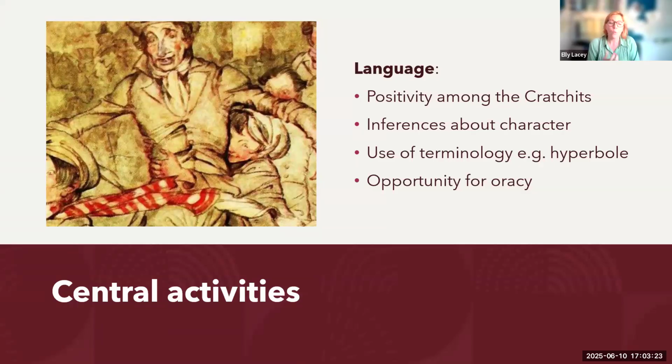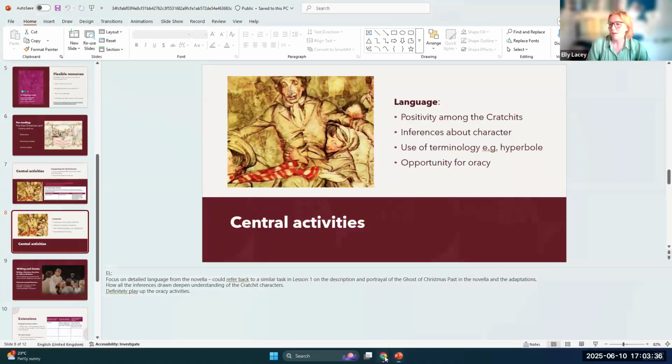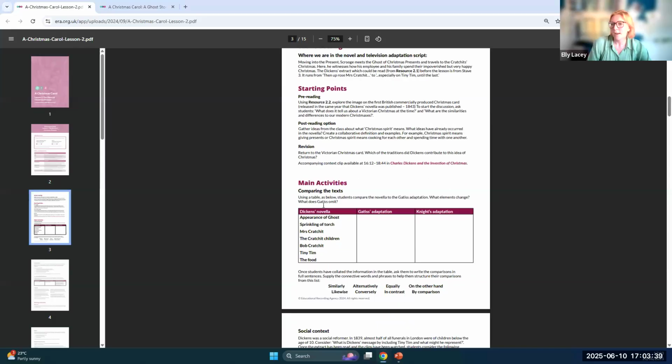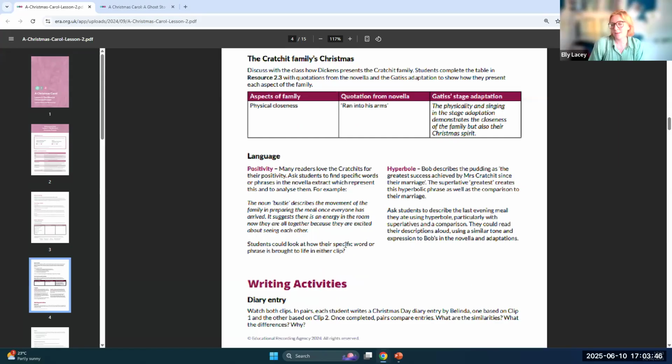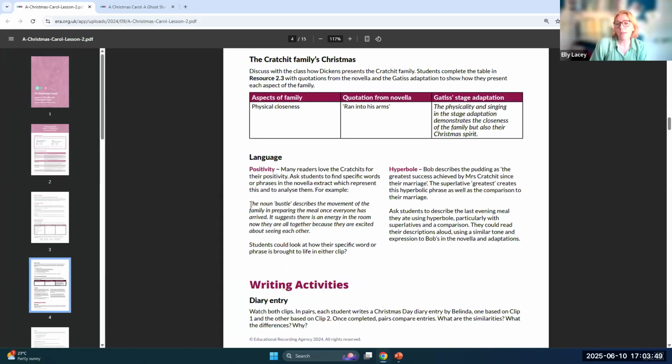And we felt, whilst we were compiling these resources, that they could really be a great basis for exploring the language that Dickens uses. So in this case, I'll just skip back to the lesson plan so you can see that. What we're looking at is the positivity during the Christmas meal. Let me scroll in so you can see. And we've got an example here. So the noun bustle describes the movement of the family in preparing the meal once everyone has arrived. It suggests there's an energy in the room now that they're all together because they're excited about seeing each other.